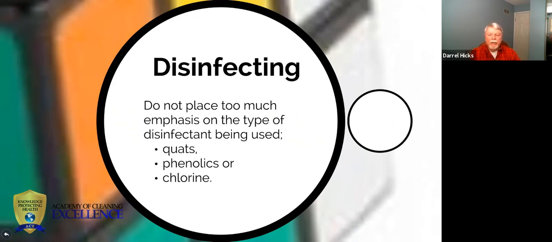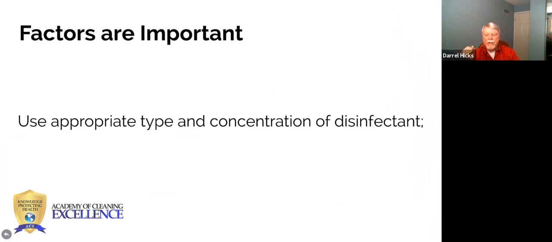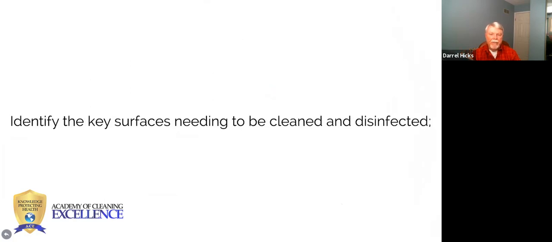Disinfecting is a separate operation, and it does not place too much emphasis on the type of disinfectant being used. It could be quats, phenolics, chlorine, accelerated hydrogen peroxide. But the important factor is that you use the appropriate type and concentration of disinfectant, and that it's applied to a pre-cleaned surface. I've said before that if you want to see how much soil is on a surface that looks visually clean, just take a white paper towel, wet it with water, and wipe it on that surface. If it comes up any color other than white, then it's greater than 5% soil on a surface. You don't see that, but it's there. And so disinfectant should be applied to pre-cleaned surfaces.